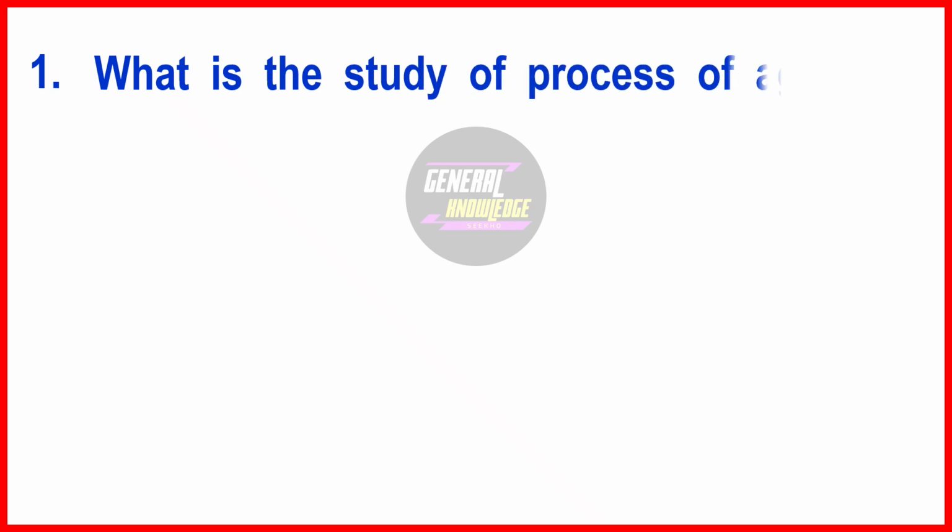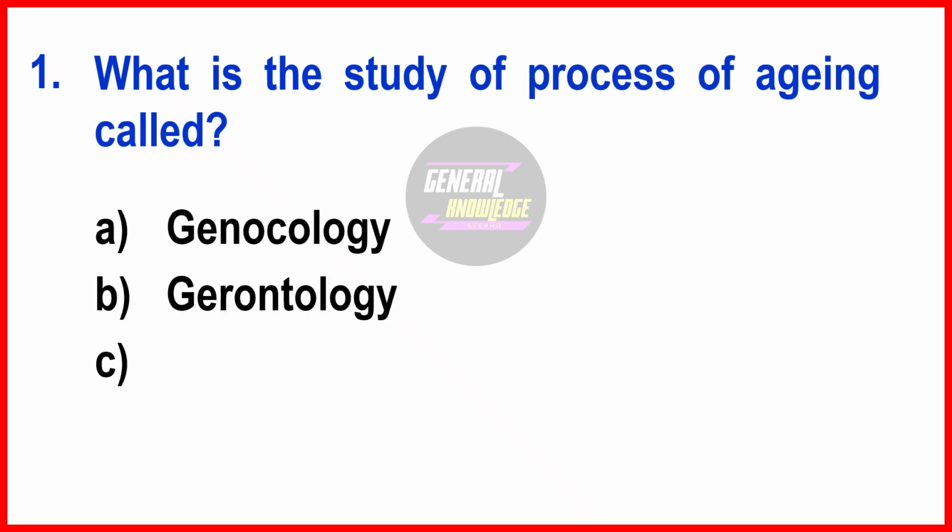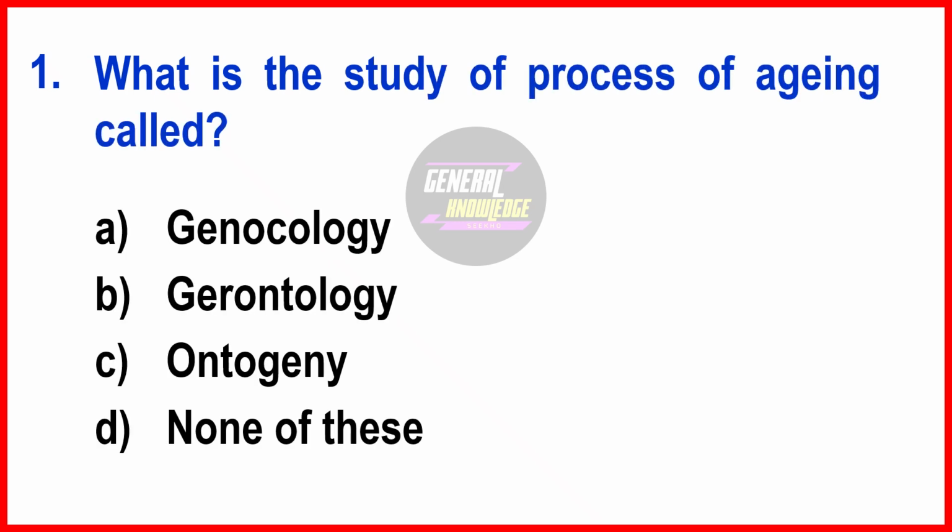Question number 1. What is the study of process of aging called? The right answer is option B, gerontology. It encompasses the biological, psychological and social aspects of aging as well as the impact of an aging population on society.